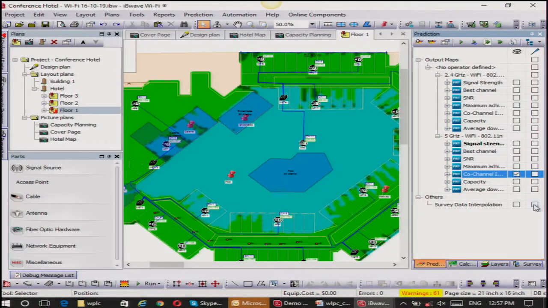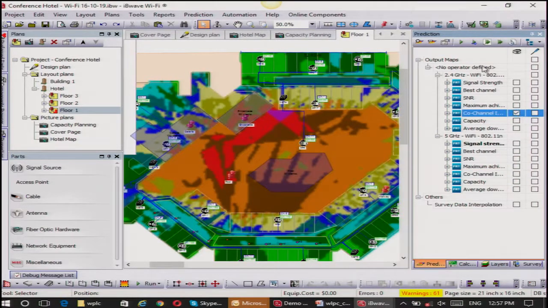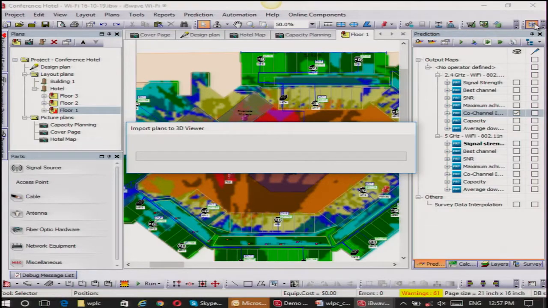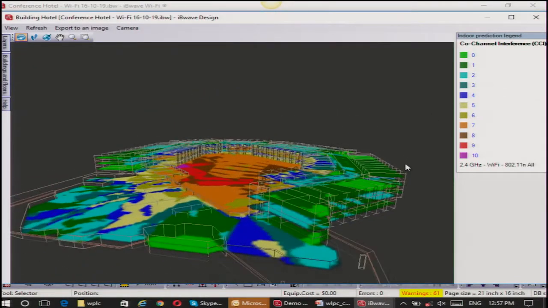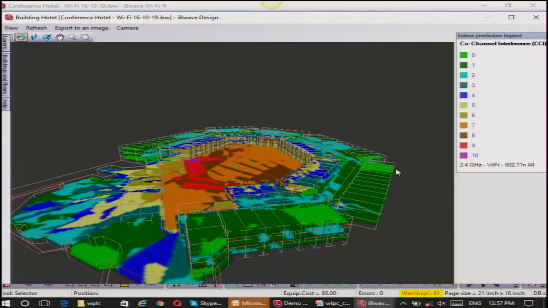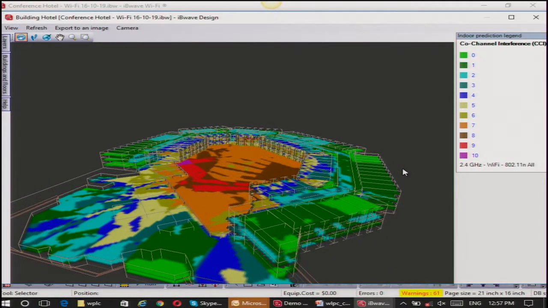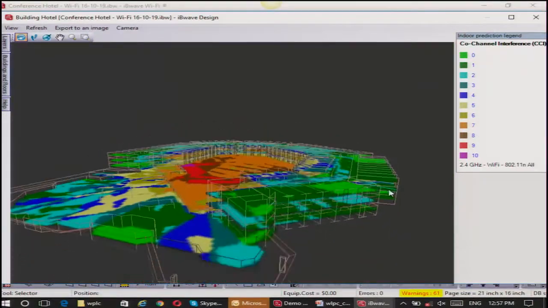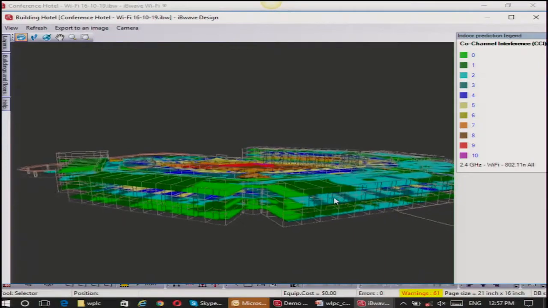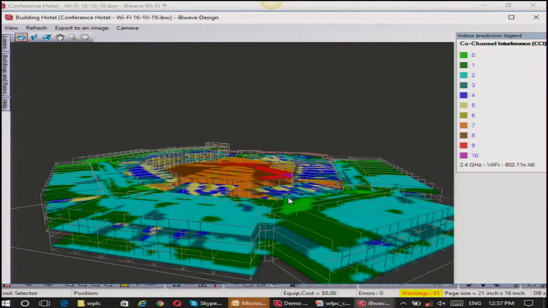And if you want to take a look at how that looks in 3D, you can do that with this. So as you see, this is how it looks at 2.4 in a 3D version, and all of those levels can also be observed with the different CCI.